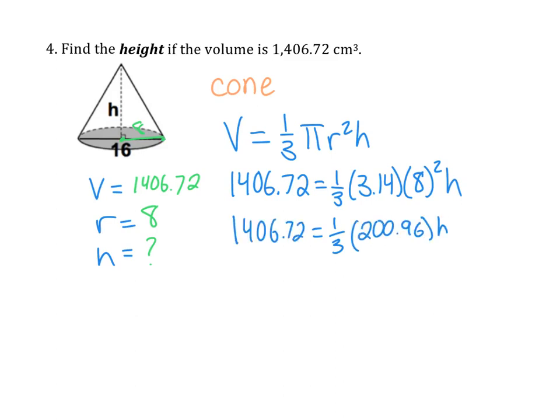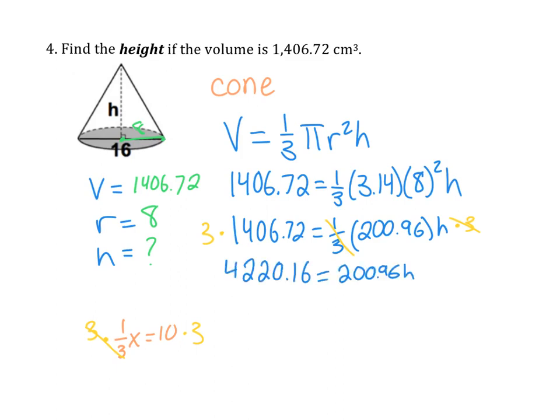Now, I need to figure out how to get rid of that 1/3. I know that if I had this equation, 1/3 x equals 10, I would simply multiply by 3 in order to get rid of that 1/3. So we're going to do the same thing here. Let's multiply both sides by 3 in order to cancel out the 1/3 so we don't get an obnoxious decimal. That leaves us with this.